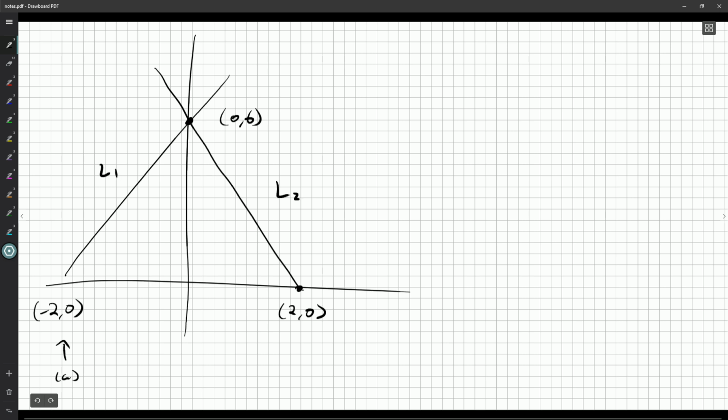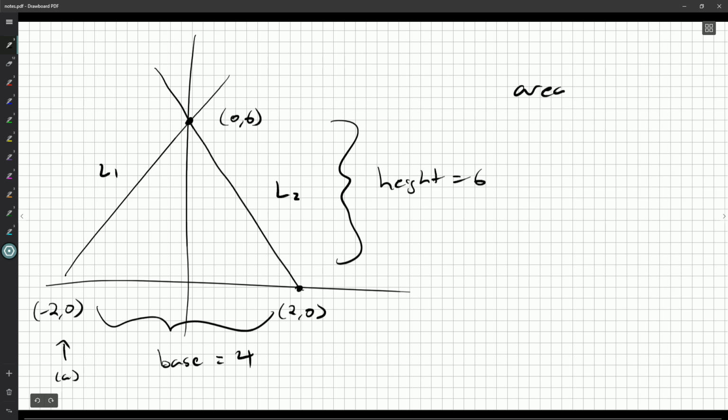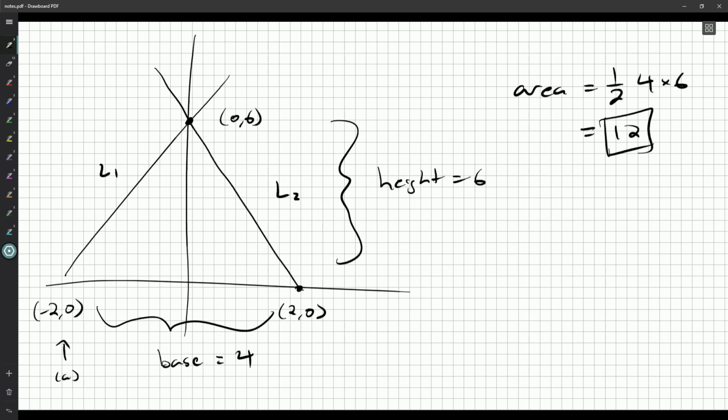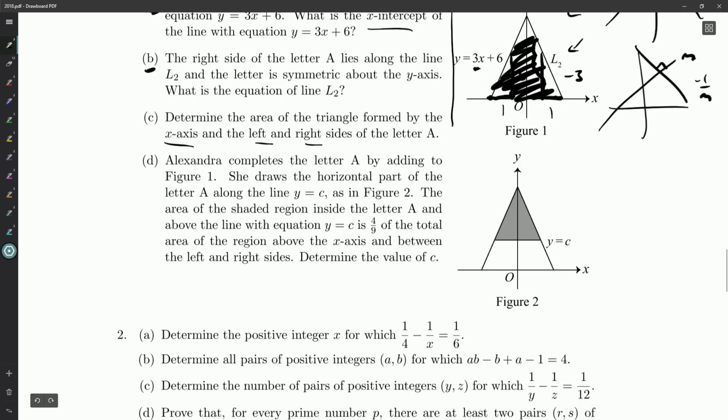There's L2 and L1. Okay, so the base is 2 minus -2. You can just say 4. And the height is 6. So the area of the triangle is 1/2 base times height, 1/2 of 24. This is 12. Okay. So there we go. Not really too much to do, but we did want to point out where we're getting this x-intercept from so that we can show where we calculated the base.